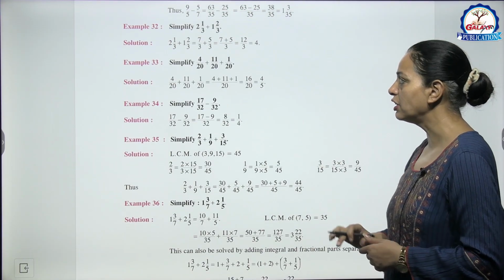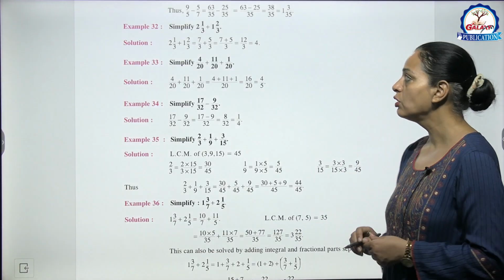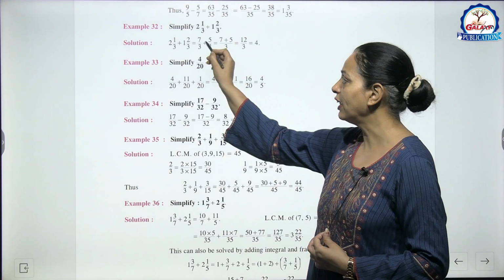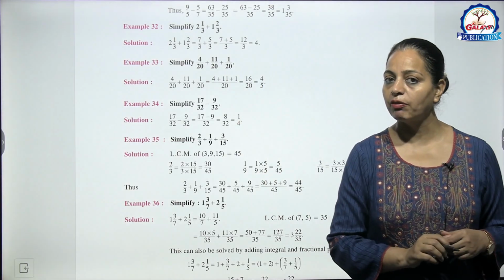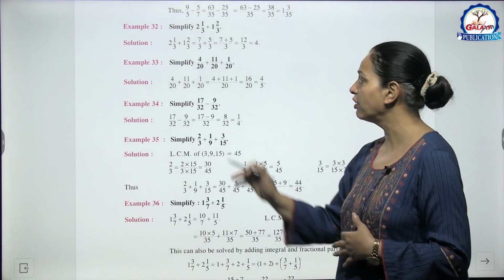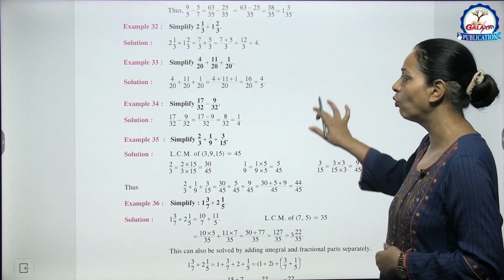Now example 32, simplify 2 whole 1 by 3 plus 1 whole 2 by 3. Convert into improper fractions. We are getting 7 upon 3 plus 5 upon 3. These are like fractions. So just add the numerators. 7 plus 5 upon 3, 12 upon 3, that is 4, right?